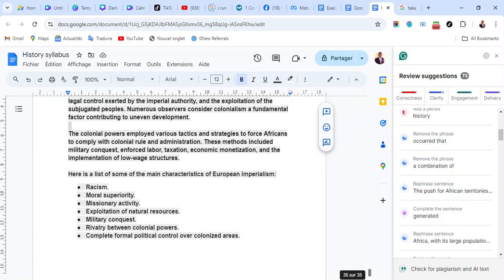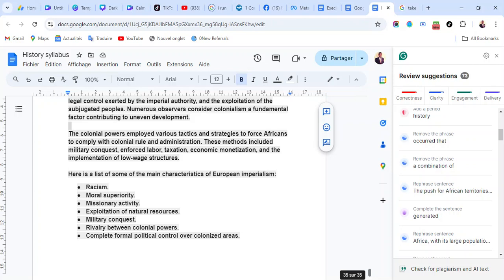The third characteristic was missionary activity. We had missionaries like Alfred Seca that came and established a lot of Baptist and Catholic missions. They all came with these churches and the like.